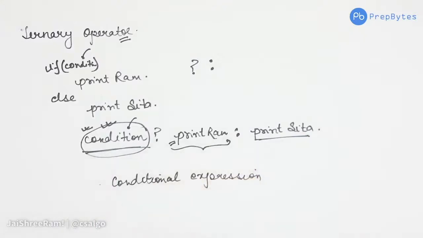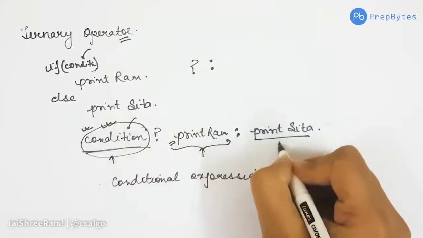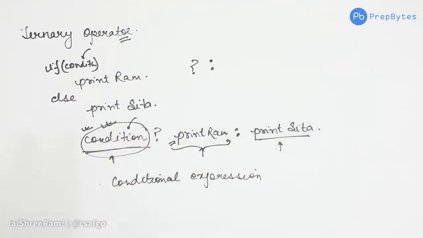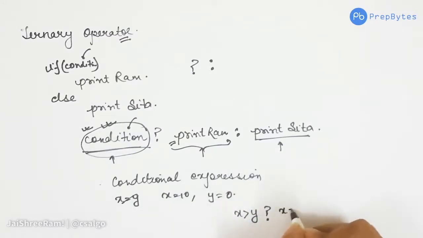And as we can see, this is a ternary operator. We need 3 operands for this particular expression to work. So this was the conditional expression. Let's take an example. We have x equal to 10, y equal to 0. I write an expression here that if x is greater than y, then I increment x, else if x is not greater than y, I increment y.